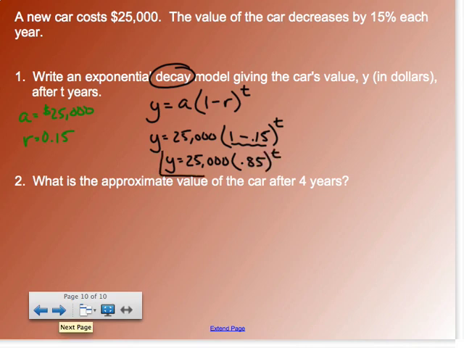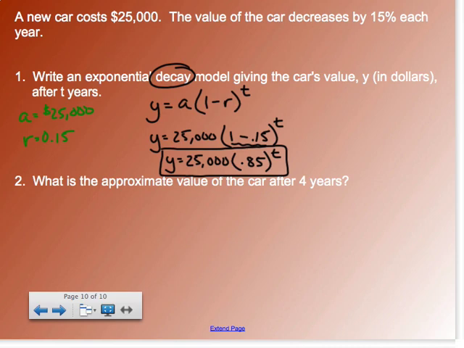I think this is my model that describes this situation where I have a $25,000 car and it's decreasing by 15% each year. Even if I were to give you that, I would expect that you know that this is a decay model just by looking at the base value of the exponential. If you look at the base, it's less than 1, 0.85, and therefore I definitely know I have a decay model. So number 2 says, what about a specific situation?